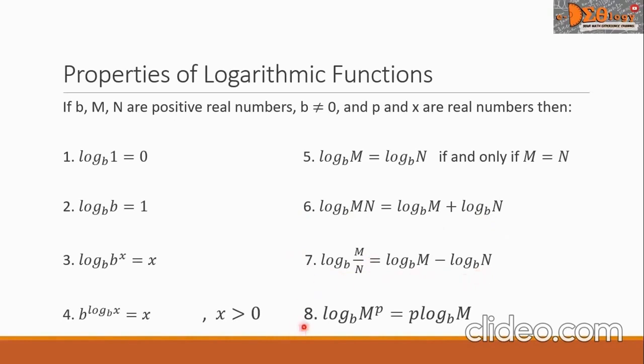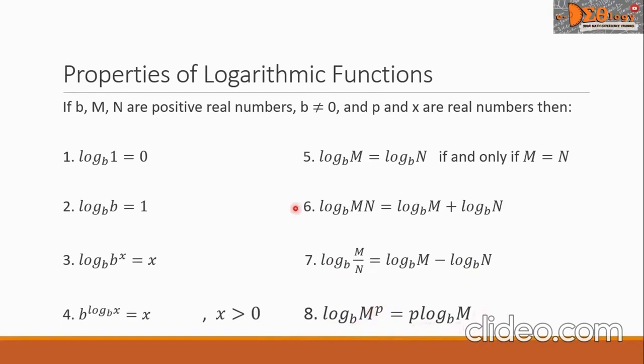Property number 8. The log of M raised to an exponent p to base b is equal to p, the exponent, which is now put down as a factor. So this is p times the log of M to base b.